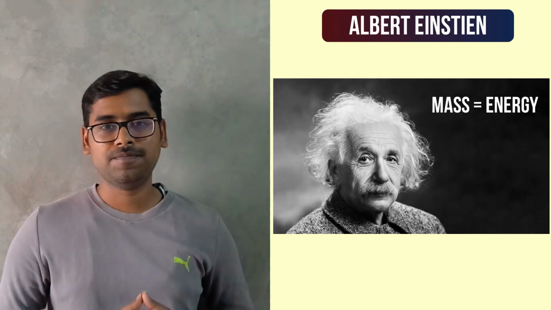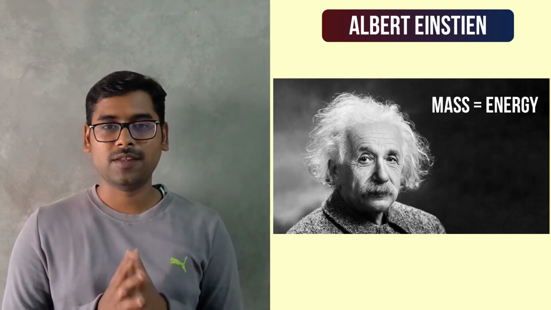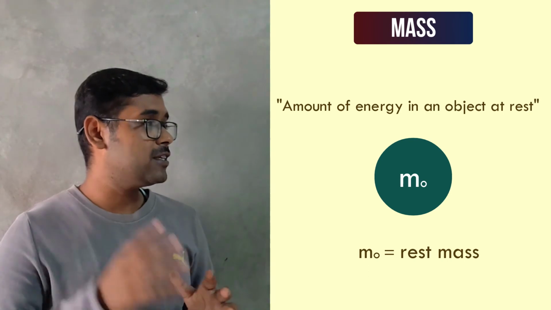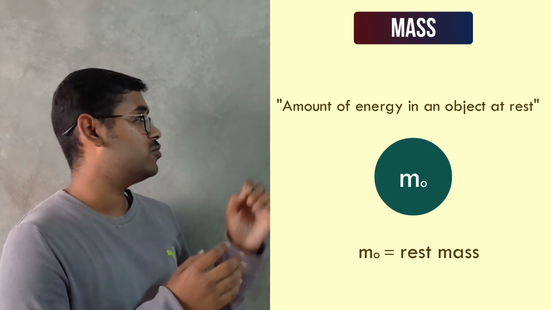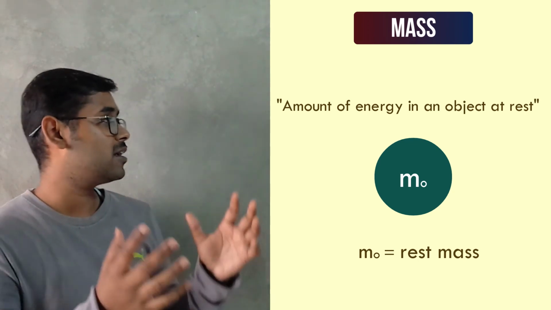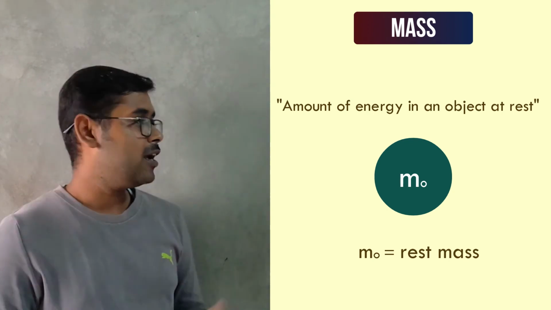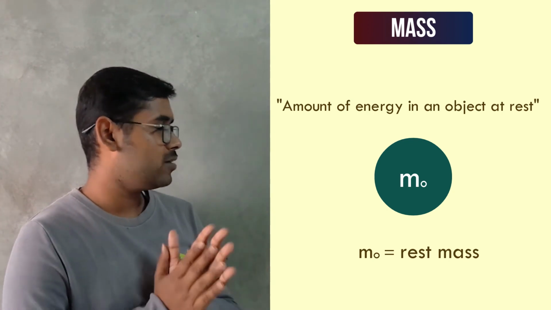Now, to understand how mass changes with velocity, you need to know another definition of mass given by Einstein. Guys, Einstein said mass and energy are the same things. In fact, mass of an object is basically defined as the amount of energy that is present in that object when it is at rest. And we call that rest mass, and let us denote that by m0.